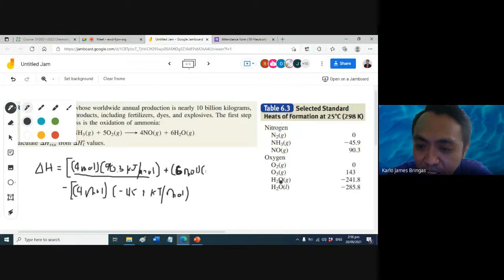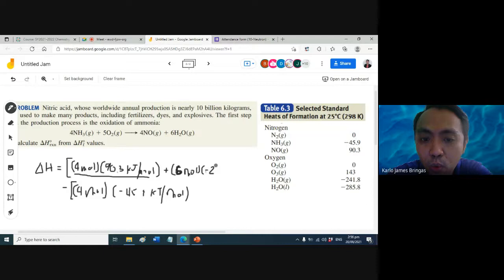For water, water na gas, take note of the gaseous state niya. Since in here you can see na may dalawang listing for water. You have the water gas and the water liquid. And both of them have very different values. Which is why it's so important na we have to specify what state our chemical species are in. So for the water gas, that is negative 241.8.